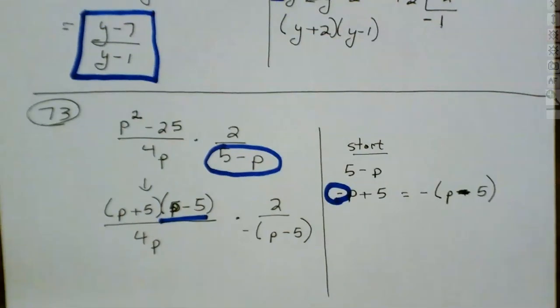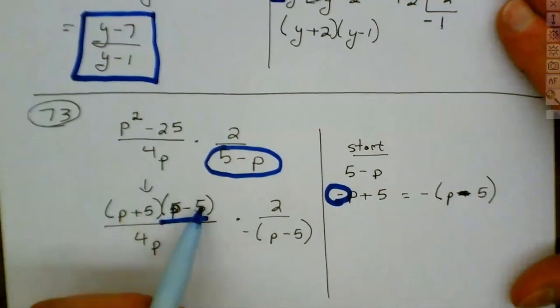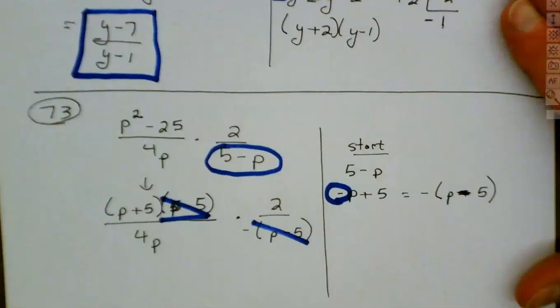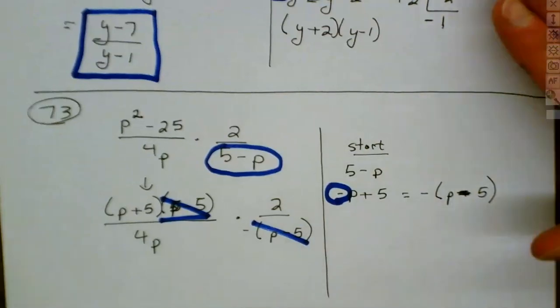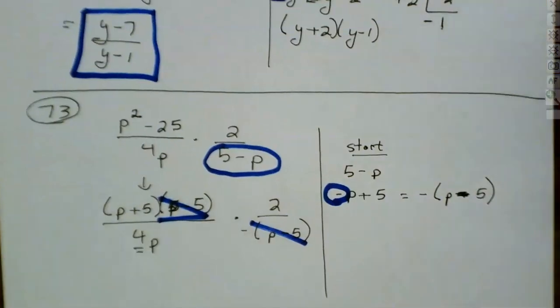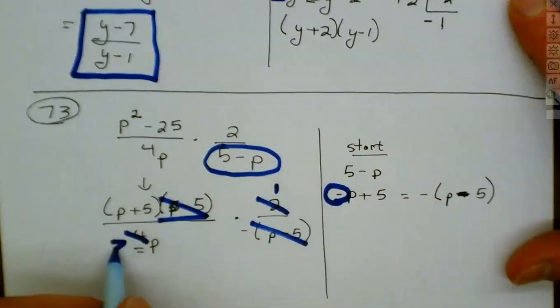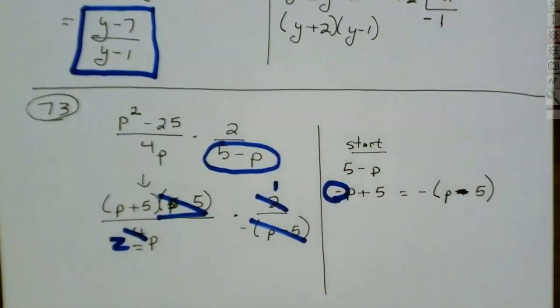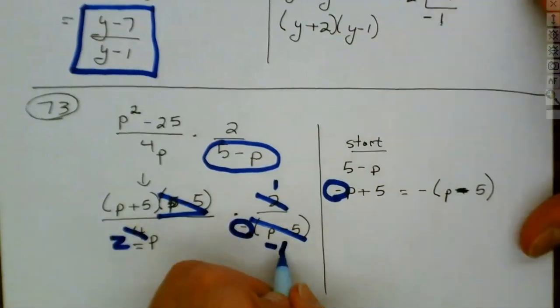You want to make sure that the pieces look the same, the parentheses look the same, so that they can be canceled out. Now we should see it, because now we can see what we can do. Well, that p minus 5 and p minus 5, those are gone. Then we can look at the 2 and the 4. Just like any other fraction, we can reduce. So that's a 1 and that's a 2. Now what's left over? This went away, but this negative is still here. So that's like a negative 1.